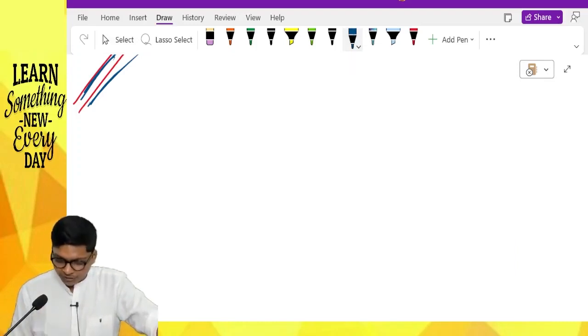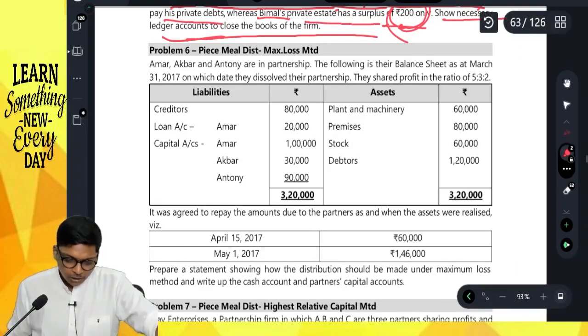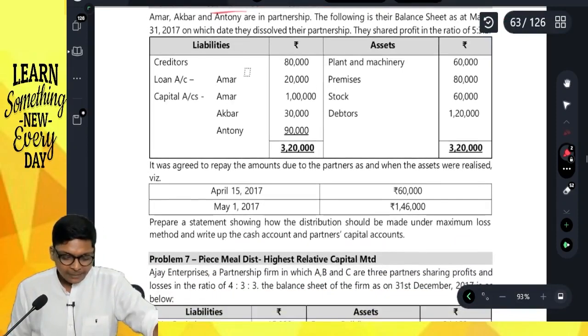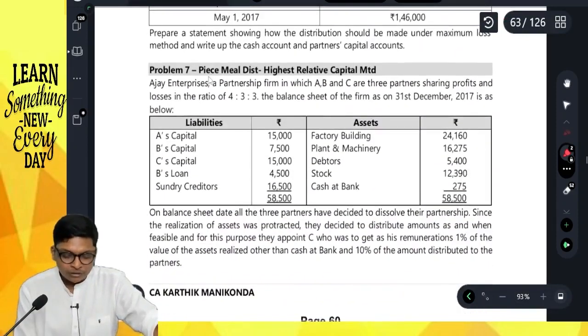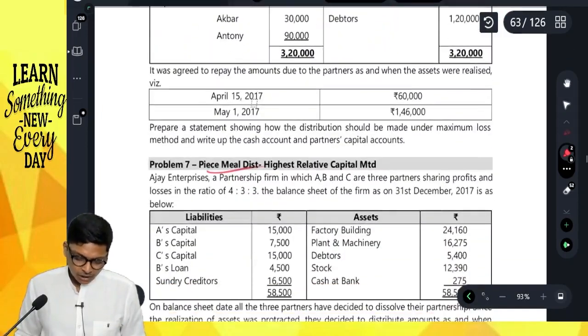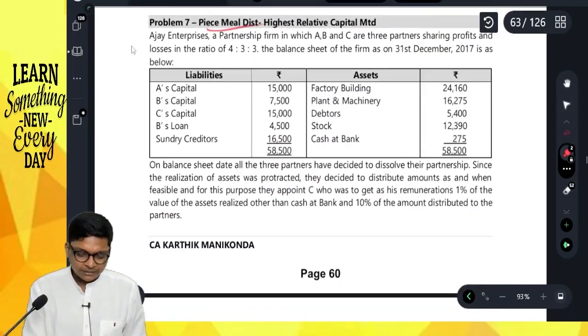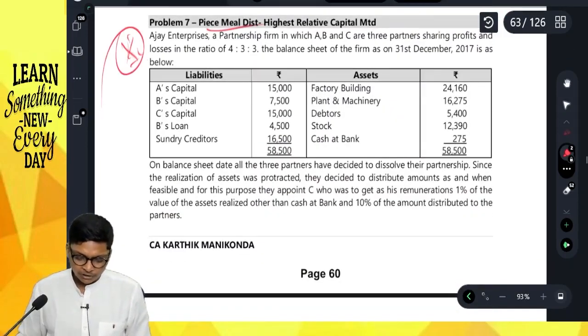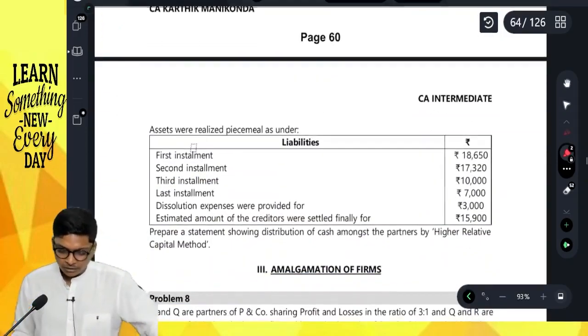Before that, we'll go to the GVM sum. Let's see which sum. In the next class, I will do the piecemeal maximum loss. I cannot do both in the same class because one sum will take one class. So 6, 7. Mark 7 is important for this exam for a 20 marks question. When we get there, you will understand why.